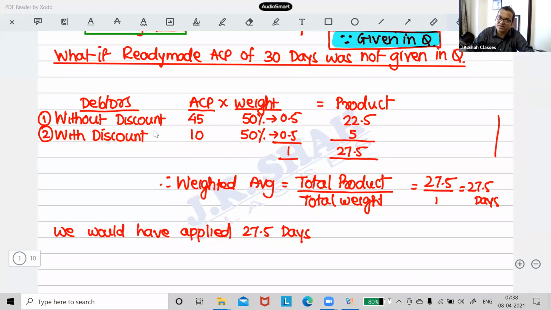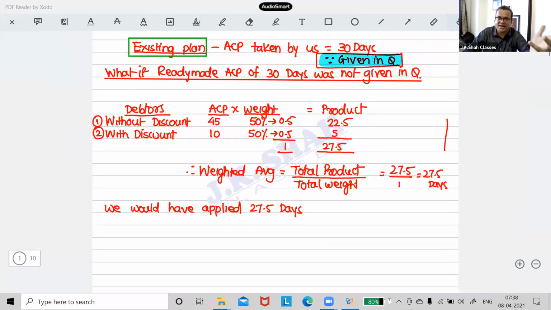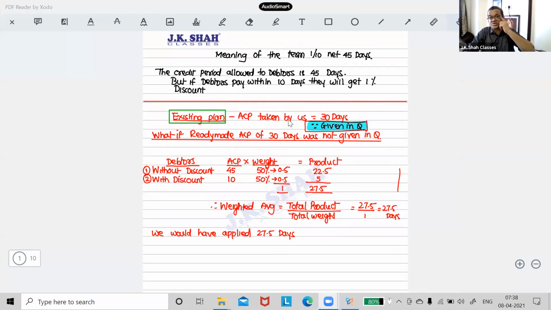Can we do the same thing for the proposed plan also? Right now, for the existing plan, the ACP taken by us is 30 days. Can we repeat the same thing for the proposed plan also? It is important to understand. Do one thing, you calculate. Now you have understood this process. You must have understood how important this discussion is.